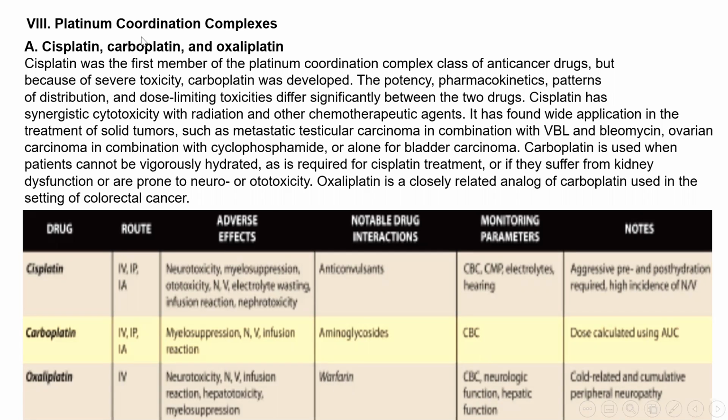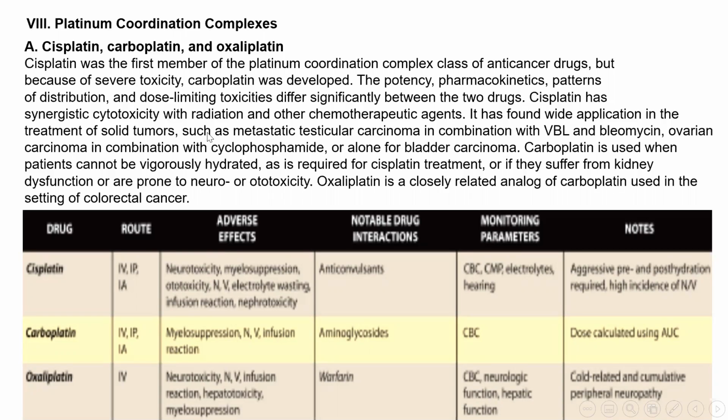Then we have platinum coordinating complexes. And in this class, we have three major drugs: cisplatin, carboplatin, and oxaliplatin. The first one was cisplatin. Then after that, carboplatin was developed. But these two drugs are hugely different in potency, pharmacokinetics, and other characteristics such as dose-limiting toxicities and adverse effects. And this led to the differentiation in the use of these two drugs for different kinds of cancers.